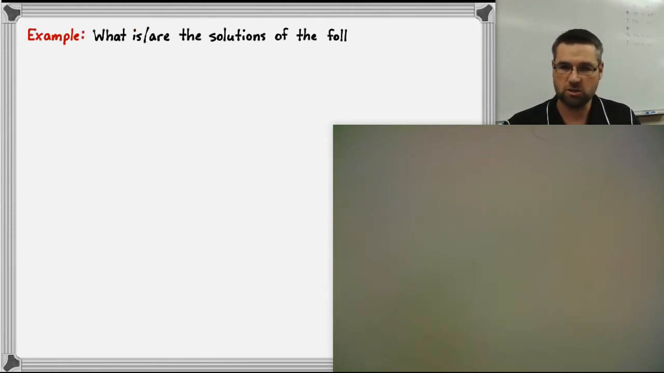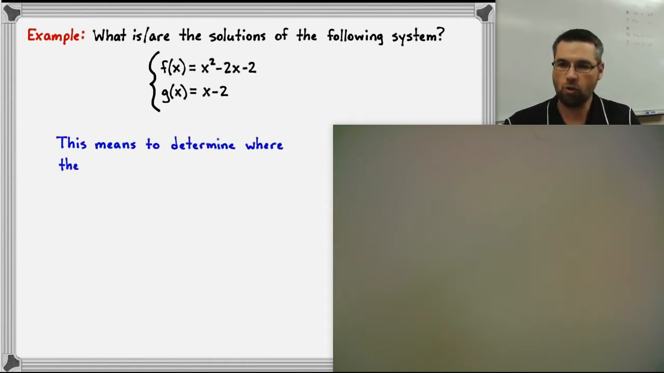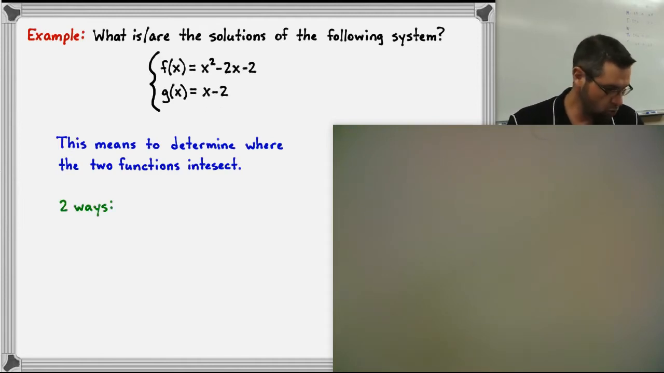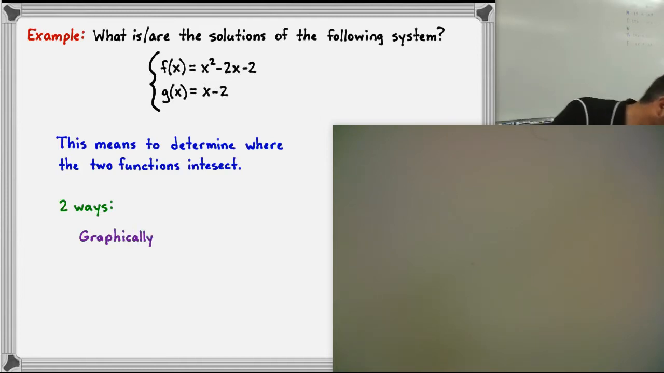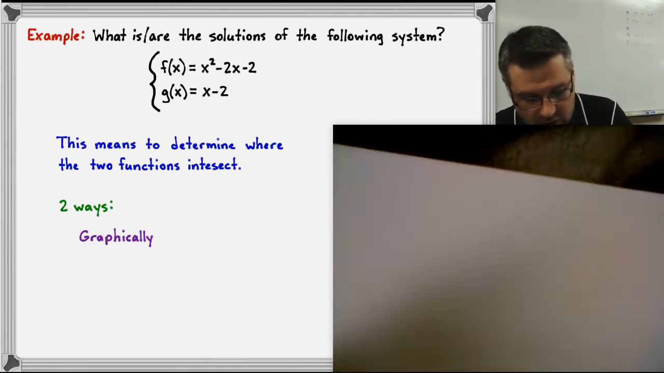What are the solutions of the following system? In other words, another way to say that is where do the two graphs intersect each other, okay? Now we know that this first one is a parabola because the highest exponent is squared. We know that this second one is a line because the highest exponent is 1. We know how to graph a parabola. We know how to graph a line, okay? So let's go ahead and solve this graphically. There are two ways to solve a quadratic, two ways to solve a system of equations. The first way is graphically. So let's go ahead and take a look at that.